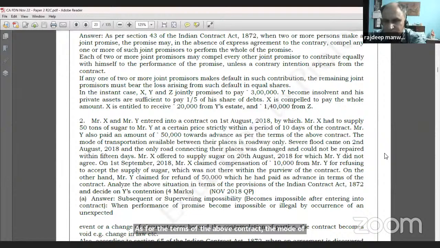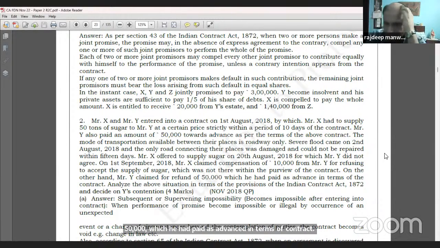Severe flood came on 2nd August 2018 and the only road connecting their places was damaged and could not be repaired within 15 days. Mr. X offered to supply sugar on 20th August 2018, for which Mr. Y did not agree. On 1st September 2018, Mr. X claimed compensation of 10,000 from Mr. Y for refusing. On the other hand, Mr. Y claimed a refund of 50,000 which he had paid as advance in terms of contract. Analyze the above situation in terms of the provisions.